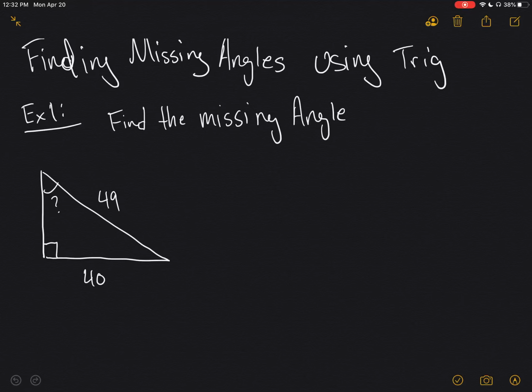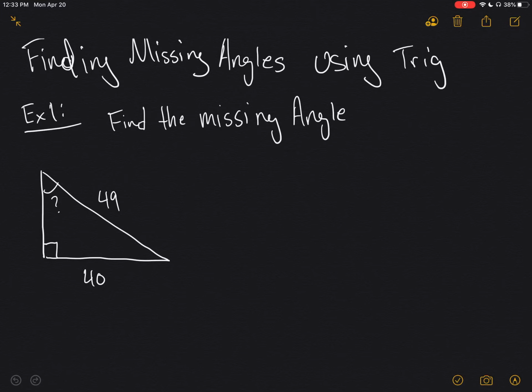All right, let's discuss finding missing angles using trig. So, previously we've discussed finding missing sides. We've discussed using trig. Both of those could be valuable as background knowledge in terms of this video. So, if you haven't, maybe go check those out if you don't remember how to do that. Otherwise, we're going to use trig to find missing angles, right?